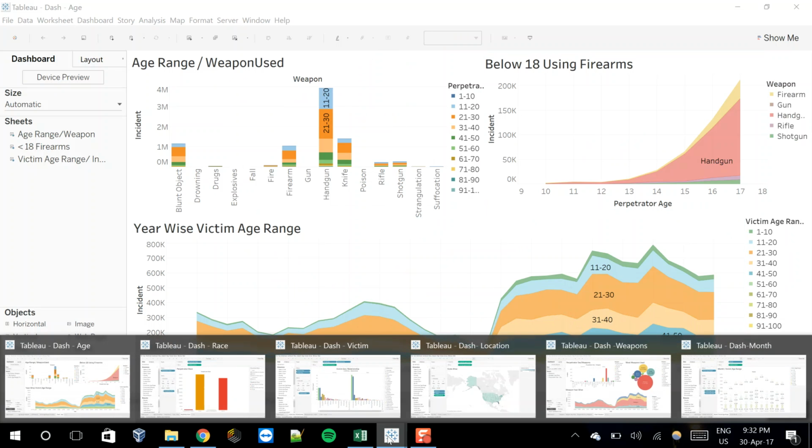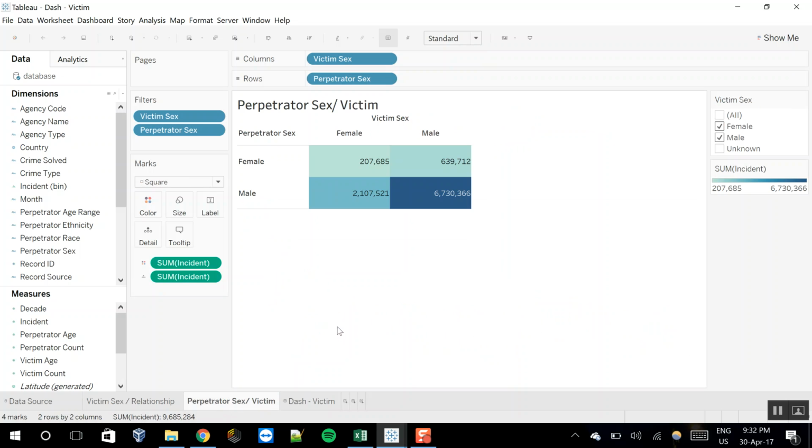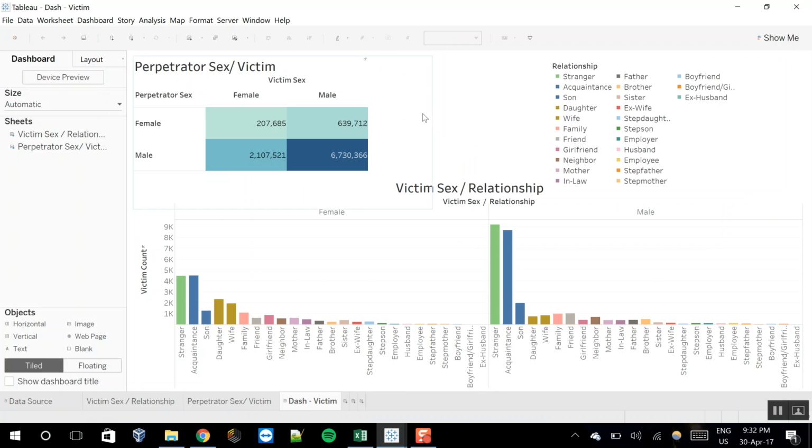Now moving on to the next case study, which is about victim. Here we have done a victim sex versus relationship analysis, who killed whom. Here we can see the different relationship wise counts. And the next case study is perpetrator versus victim sex. We can see that male killed male was maximum, male killing female was second highest, and likewise a dashboard was created for the same.